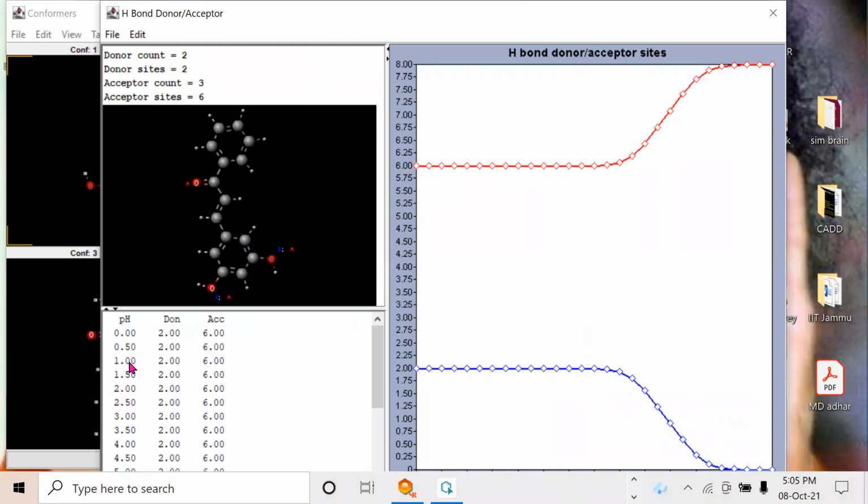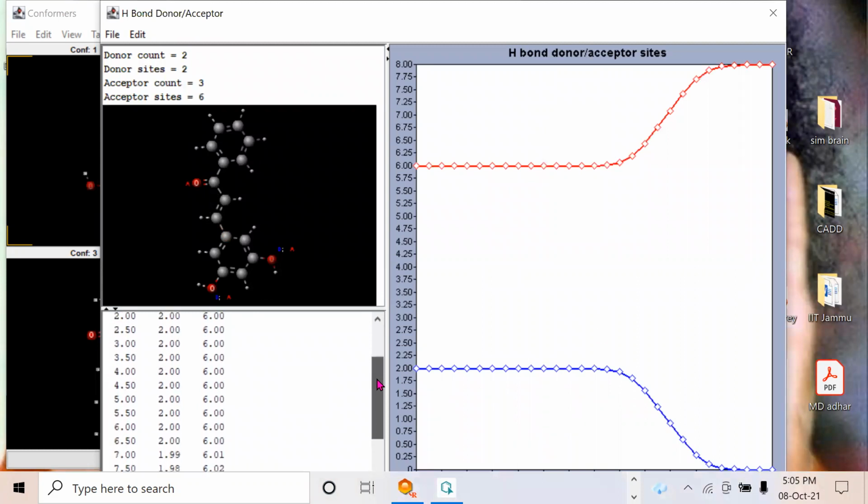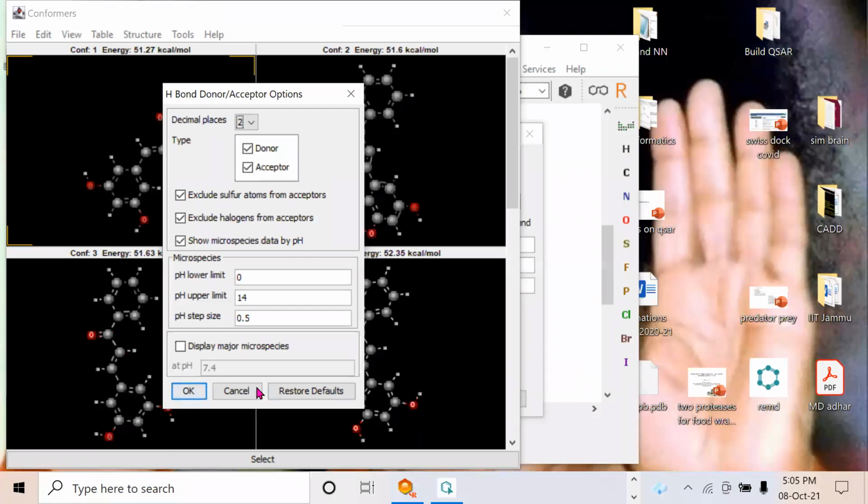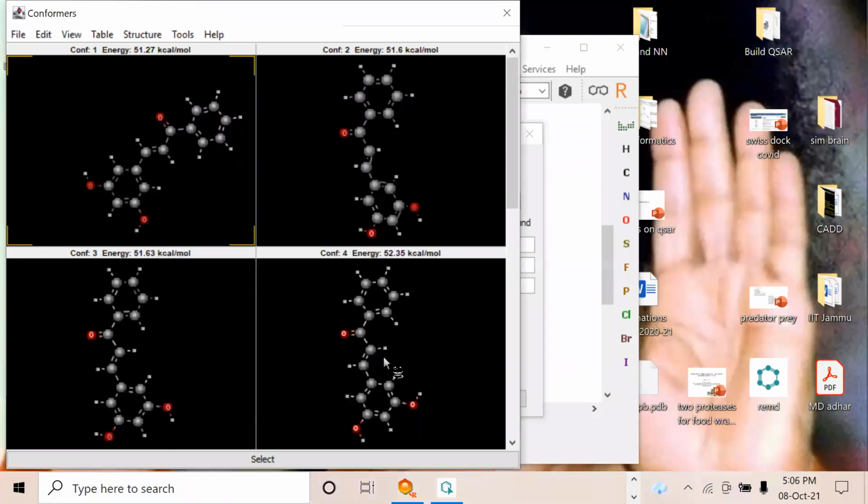And H-bond donor acceptor at different pH conditions, how the number of donors and acceptors change, especially if it's going to get protonated, then that number will change, right? At this pH, I think it's getting protonated. So this is an excellent one.